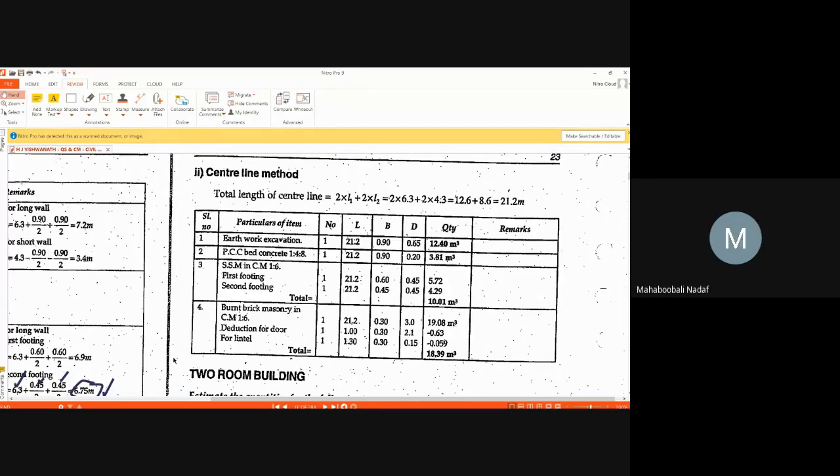In the next column, you are writing the respective width and respective depth. It is not going to change. For excavation, 0.9, 0.45. For PCC bed, 0.9 and the depth is 0.2. For sandstone masonry, first footing 0.6 and 0.45. Second footing 0.45, 0.45. For brick wall, 0.3 is the width, height is 3. This point clear?